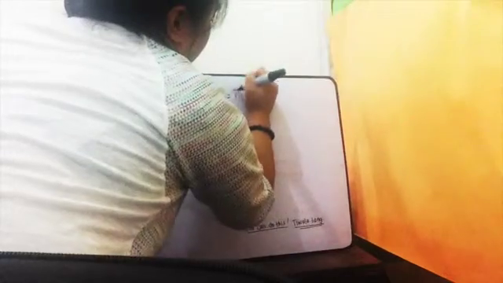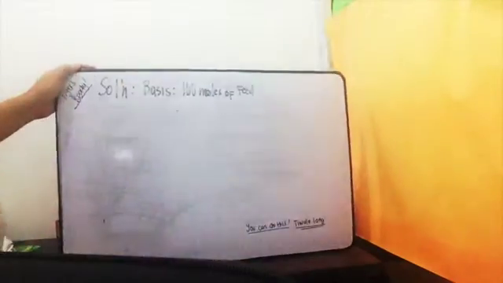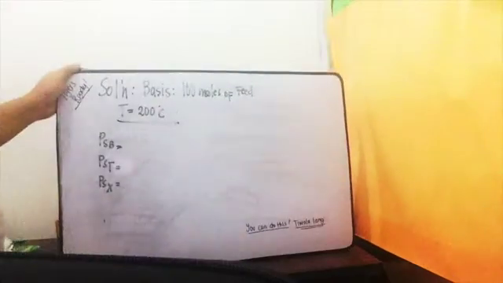So, to start the solution, we'll have a basis of 200 moles of feed. First thing to do is to get the partial pressure of benzene, toluene, and o-xylene at 200 degrees Celsius. We are doing this to help us assume a total pressure.